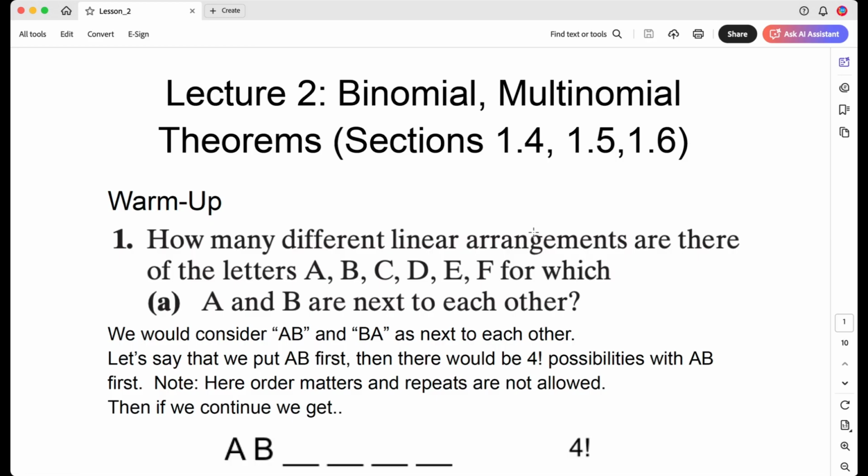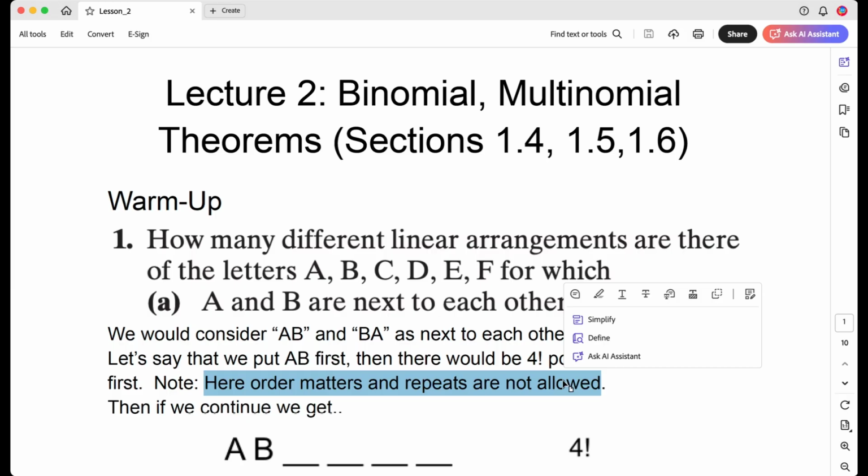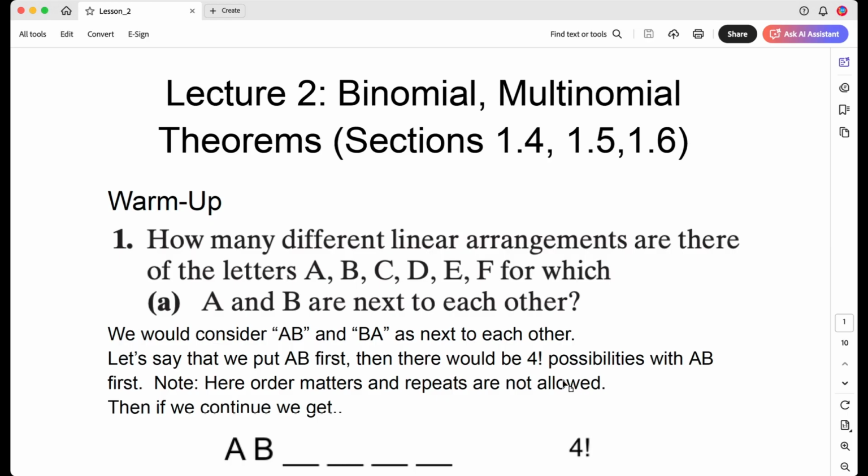Okay, so the question here from the text we're looking at: how many different linear arrangements are there of the letters A, B, C, D, E, F if we're requiring A and B to be next to each other? Now, note here that it's implied that in the linear arrangement, the order does matter, repeats are not allowed. So they're asking for the number of different arrangements here where A and B are next to each other.